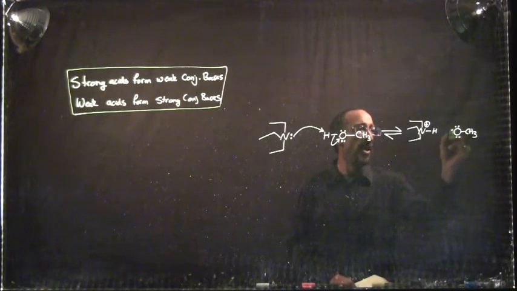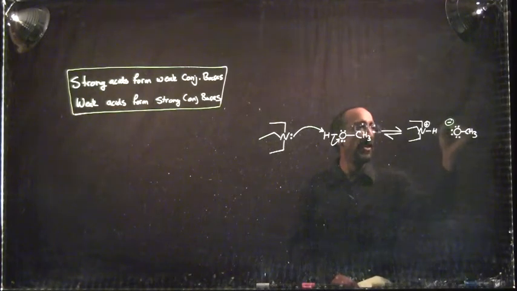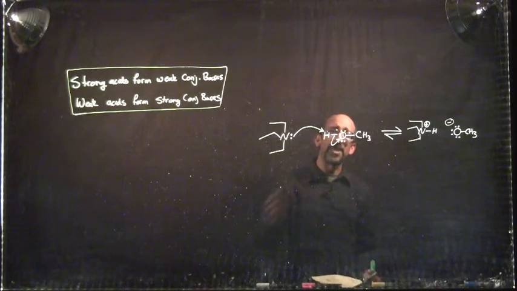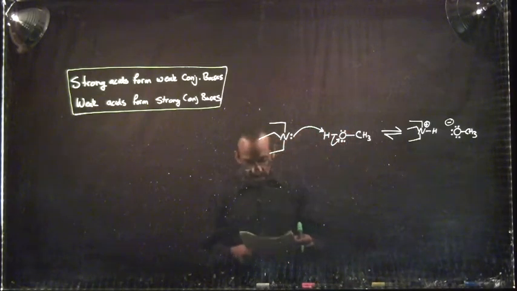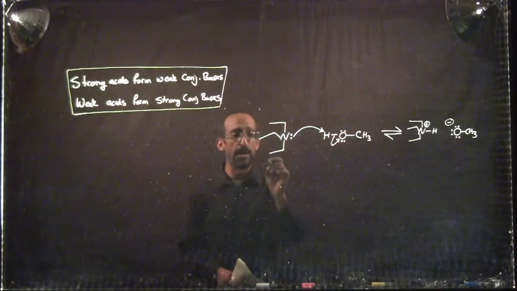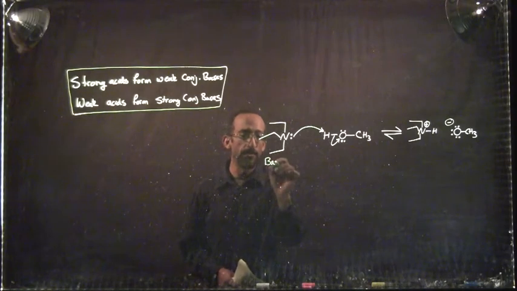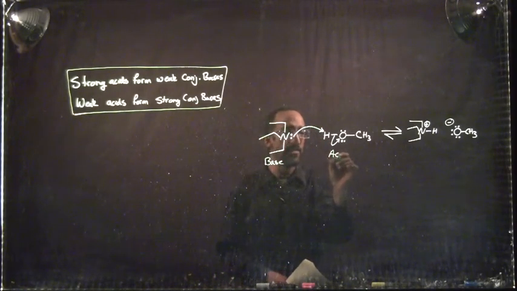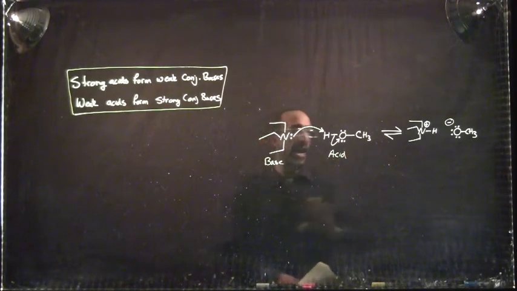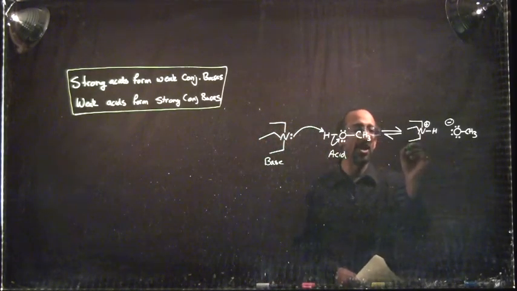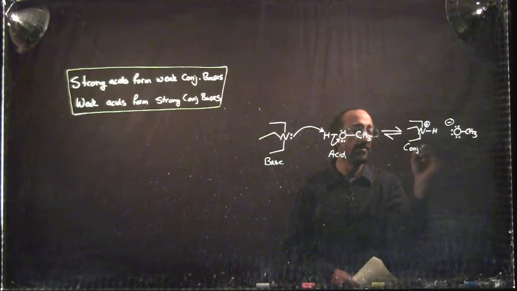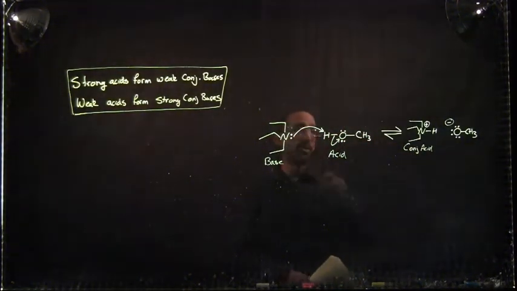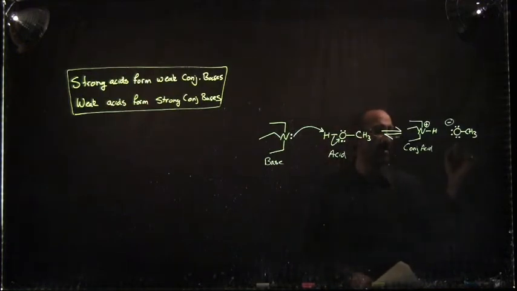Oxygen has 1 bond and 3 lone pairs, and a formal negative charge. So now I can do the same comparison I did before. I have my proton acceptor, my base. I have my proton donor, which is going to be my acid. My base, after it receives a proton, forms the conjugate acid. And my acid, after it loses a proton, forms a conjugate base.